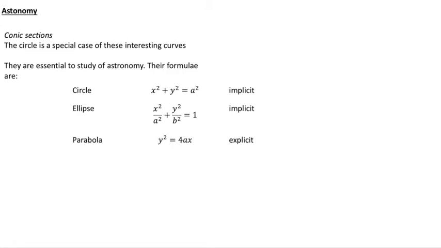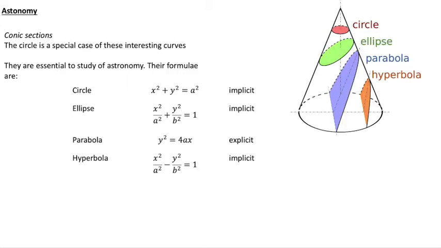The parabola is y squared equals 4ax, which is explicit because x is defined in terms of y. And finally we have the hyperbola, x squared over a squared minus y squared over b squared equals 1, which is again implicit. And they're called the conic sections because we can get them from a cone. So the circle comes from cutting the cone across parallel to its base. The ellipse, then, if we tilt, we get an ellipse.